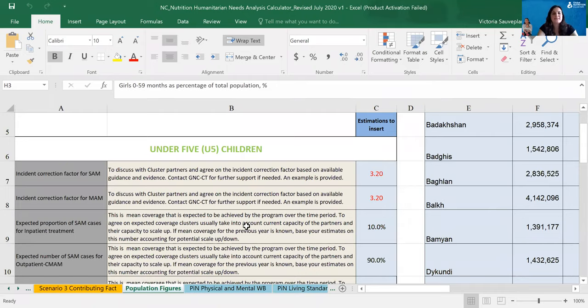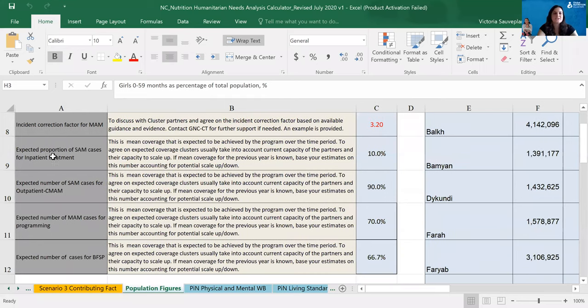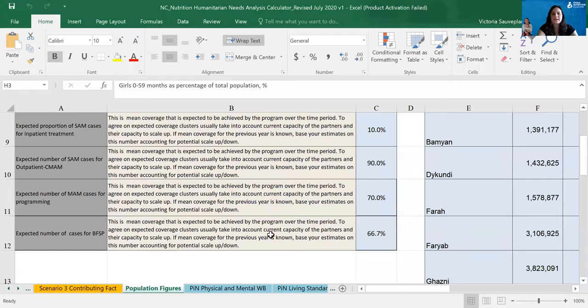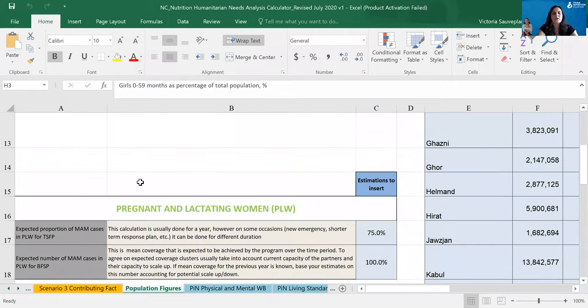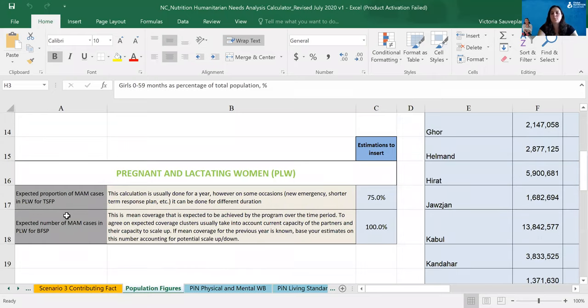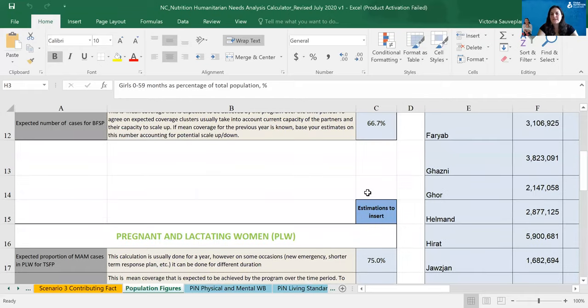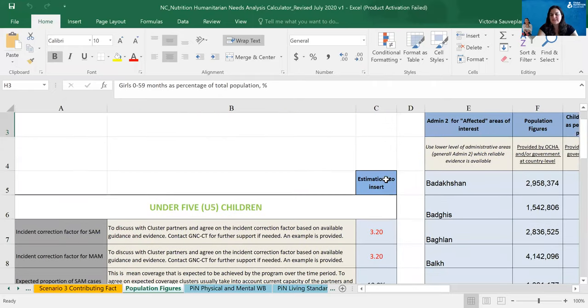And then the expected programming percentages: the expected proportion of SAM cases for inpatient and outpatient, MAM cases for programming, and also cases for the blanket feeding supplementation program. We also have similar expected programming proportions for PLW that would also need to be adapted. So all of these blue estimations to insert are for your adaptation to include and change.